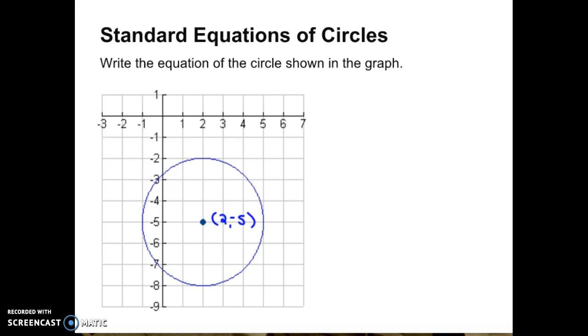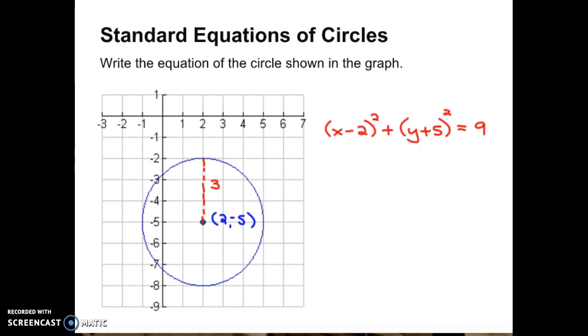Your radius is the distance from the middle to any other point. So I can look real easily. That could be a radius right there. And that distance from negative 5 all the way up to negative 2 has a distance of 3. So my equation of the circle would be x minus 2 squared plus, remember you're putting the opposite in, y plus 5 squared equals your radius squared, and your radius is 3, so 3 squared is 9. So that should be your answer.